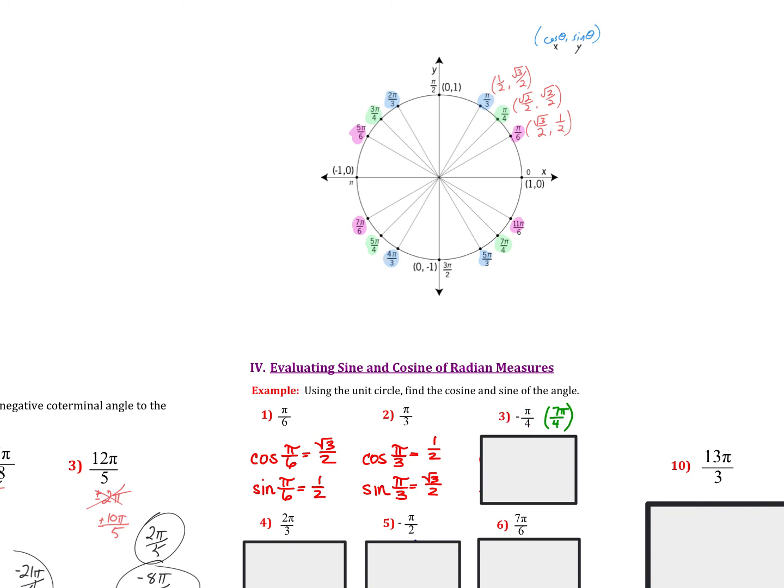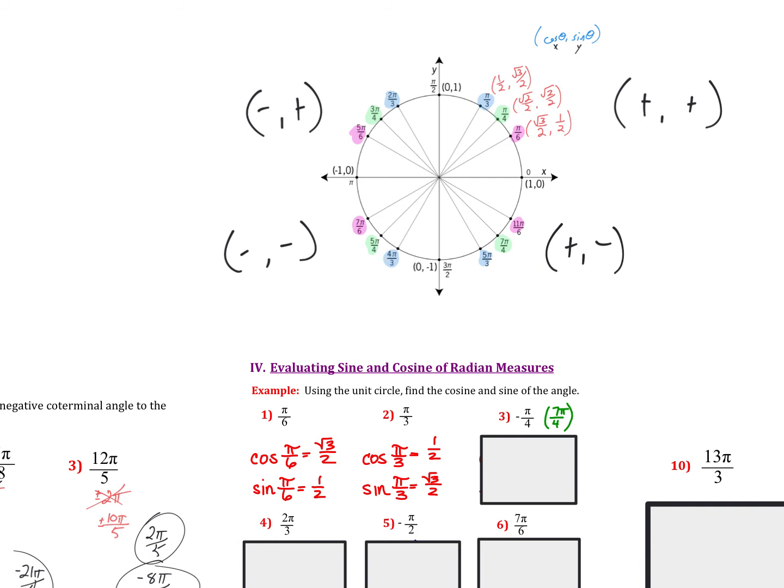Negative pi over 4, so that would be going backwards pi over 4. If I think of that as a positive angle, it would be 7 pi over 4. Remember, the negative angle just means we're going backwards. So this is going to be rad 2 over 2 for both, but the y value is going to be negative. And in case we need to see it, quadrant 1, both positive. Quadrant 2, negative, then positive. Quadrant 3, both negative. Quadrant 4, positive, then negative.